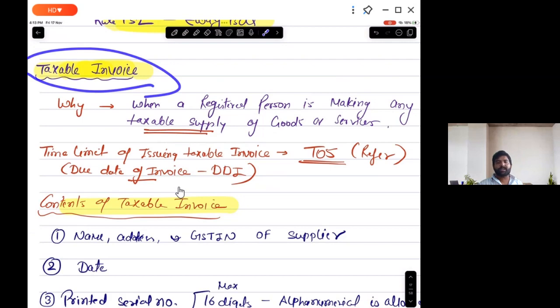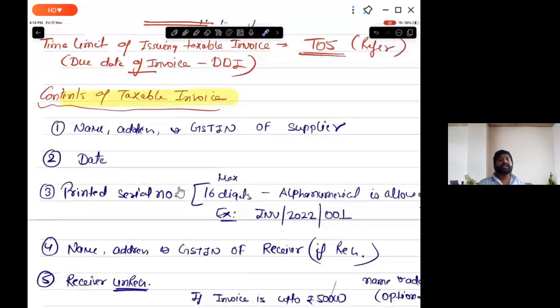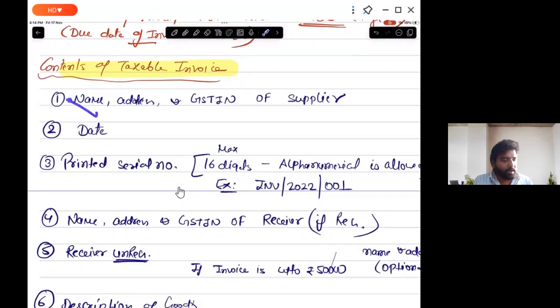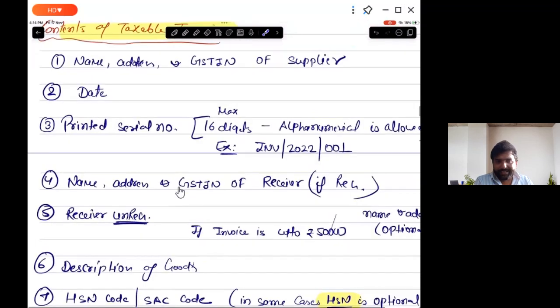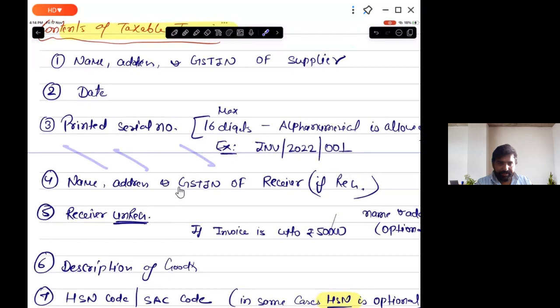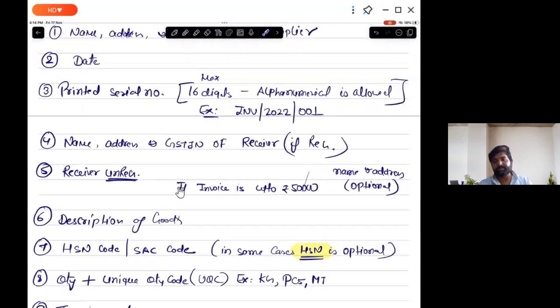In this case, the question arises is, sir, what are the contents of taxable invoice? एक taxable invoice में क्या क्या चीजें लिखी हुई होनी चाहिए? So first of all, एक taxable invoice में लिखा होना चाहिए name, address और supplier का GSTN number. उस taxable invoice में लिखा होना चाहिए date और एक printed serial number, name, address and GSTN of the receiver. और अगर रिसीवर अनरजिस्टर्ड है तो 50,000 से ऊपर के केस में उसका नेम और एड्रेस मैंडेटरी होता है. 50,000 से कम के केस में उसका नेम और एड्रेस ऑप्शनल होता है.